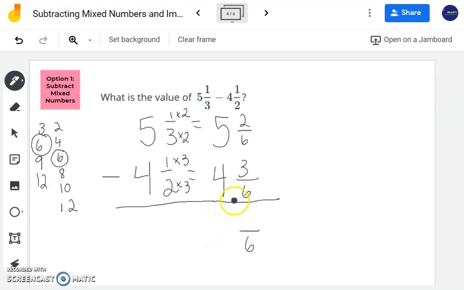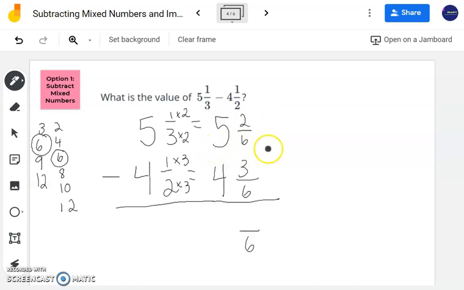Now, we look at our numerators. We have 2 minus 3. Uh-oh, that's a problem there. We can't do that. We don't have enough to subtract from. So what we're going to do is we're going to borrow. Now, you've worked on borrowing with whole numbers. This is the same idea.